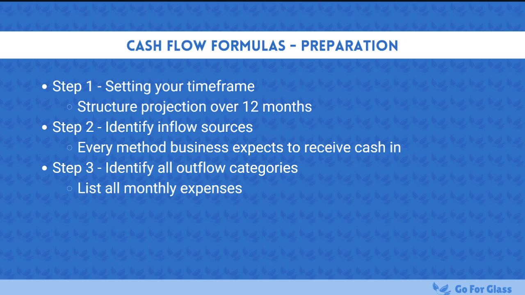Step 3. Identify all outflow categories. List monthly expenses based on your cost of operations. This could include inventory and cost of goods sold, marketing and advertising, labor or stipends, subscriptions and digital tools, rent, utilities, shipping, packaging, and contingency or miscellaneous expenses. Finally, step 4. Define starting cash. Your beginning cash balance should match the funds available from launch, such as personal savings, startup capital, or loans. After you're done with all 4 steps, you can make your cash flow statements.